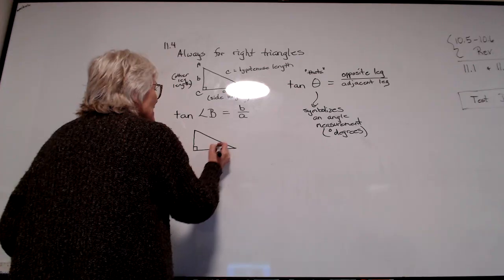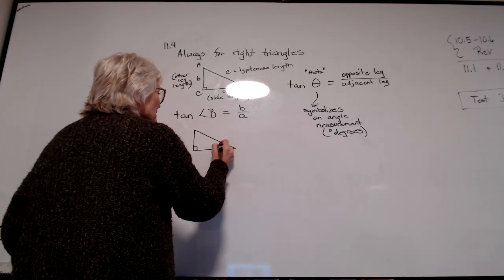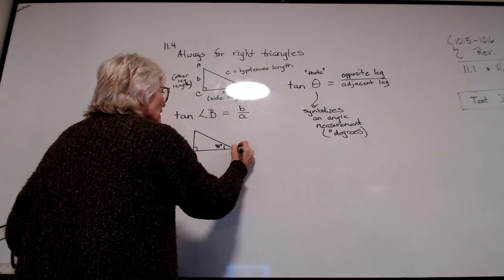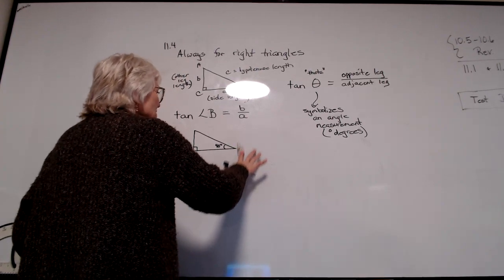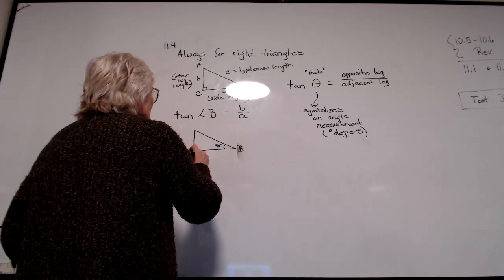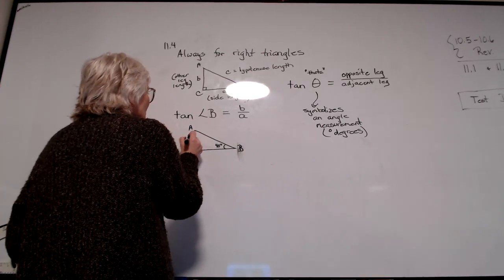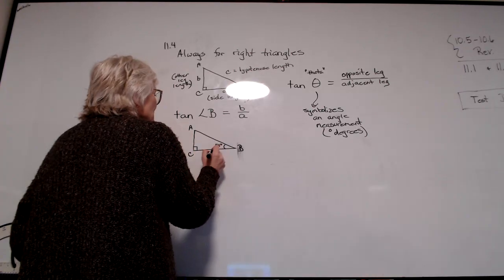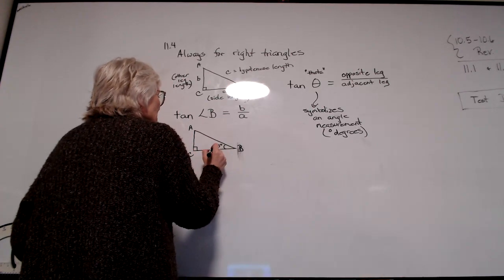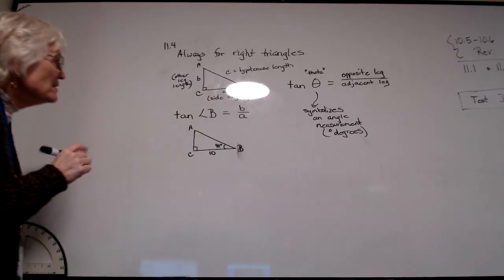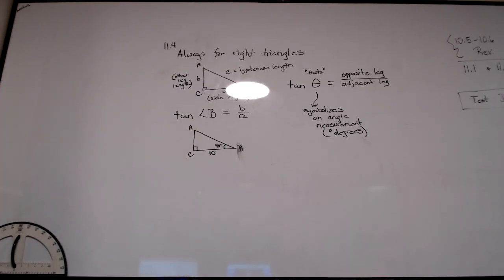I know that this angle here is 40 degrees. We're going to call that B right now. This is C, this is A. And I know that this side is 10. So all I know about this is one angle. Actually, I know two angles, right? Don't I know all three angles if I know one? Does everybody agree with that? You can find the third angle if I give you two.